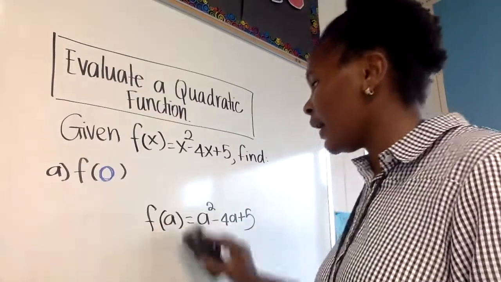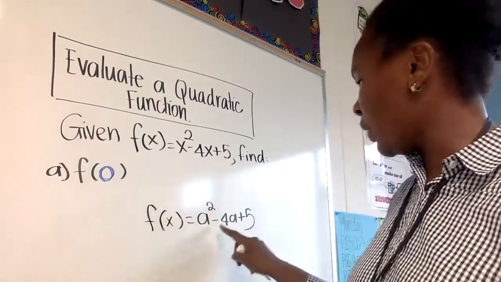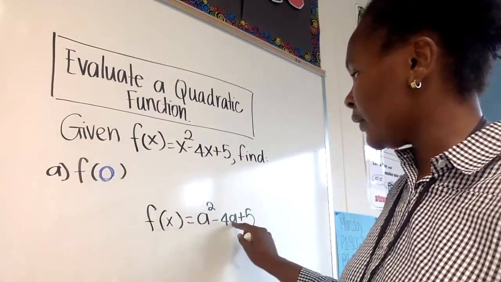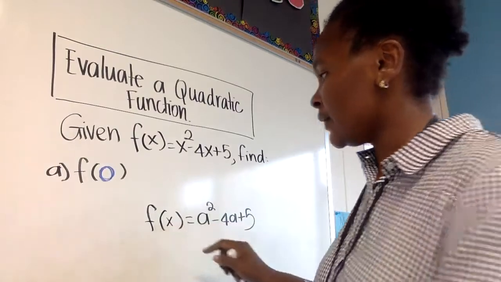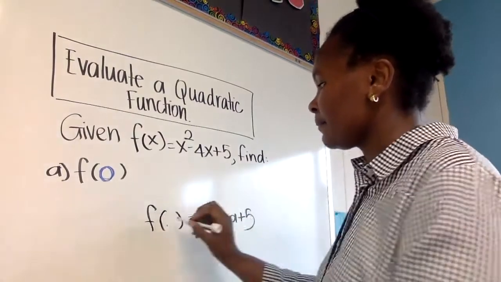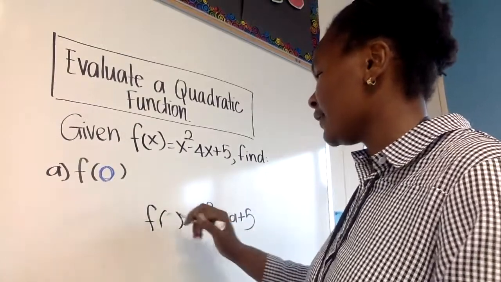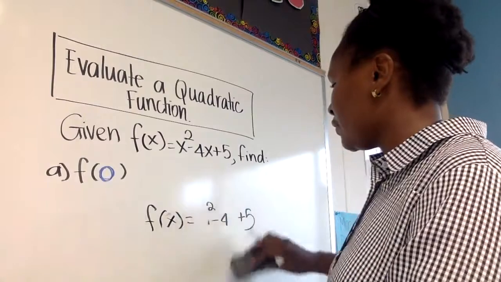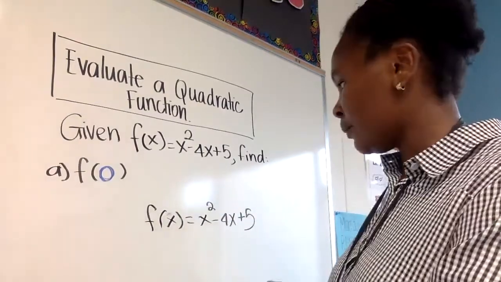You cannot have f of x equals a squared minus 4a plus 5. No. The variable used on the right side must match the variable inside the parentheses. Or if you want, you can use x. If you want to use variable x, you have to make sure that the variable used is only x. So that's what I wanted to point out.